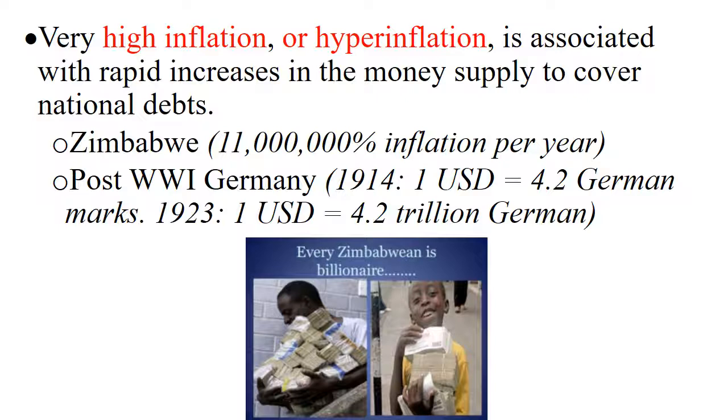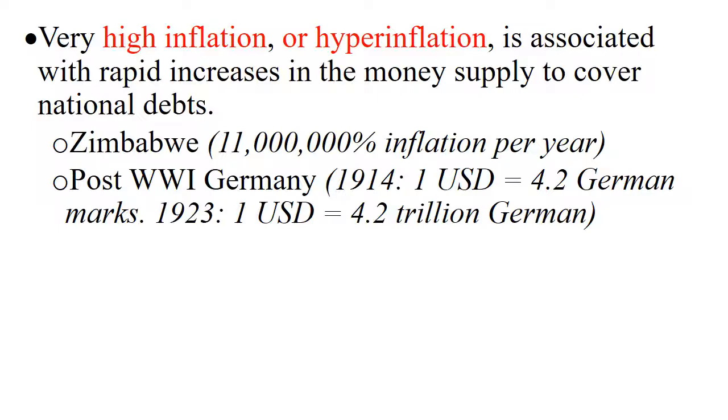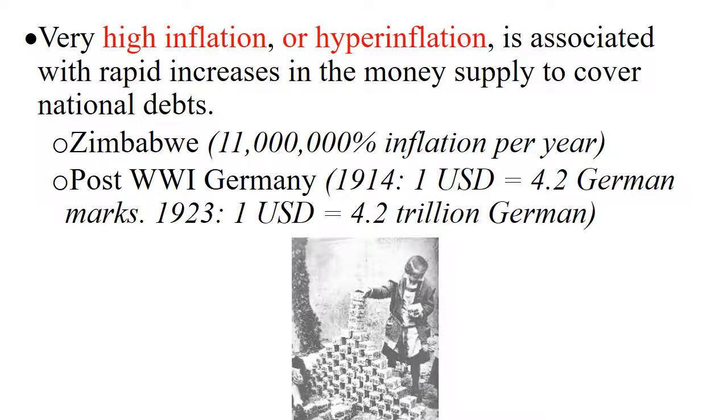In order to get out of this situation, a lot of the people started bartering or switching to other currencies like the US dollar, and eventually they had to get rid of their currency completely. Another historic example would be post-World War I Germany. So Germany was on the losing side of things. They were ordered to pay reparations to the winning side. So they had to pay huge amounts of money to make up for the damage that had been done to other countries. So you can see here the rate of inflation.